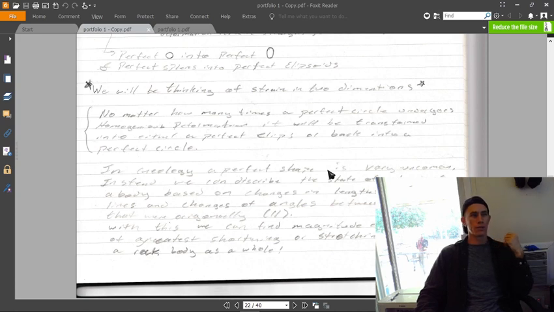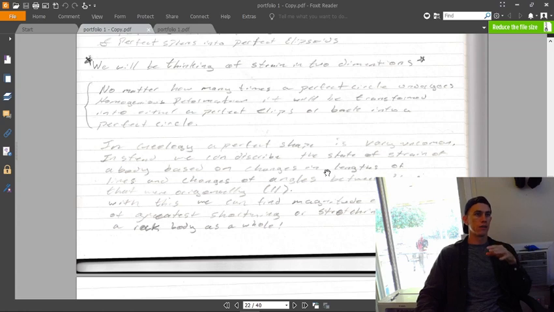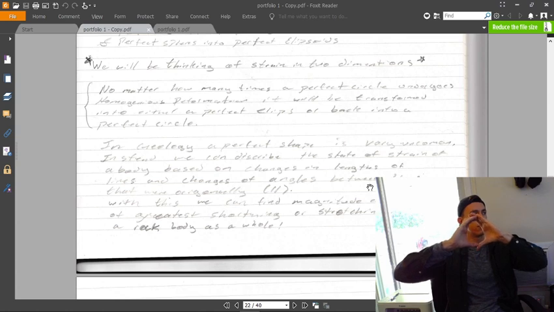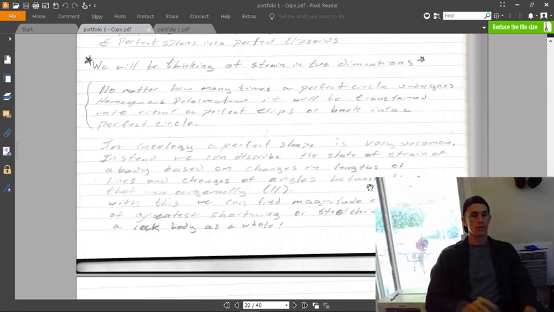So no matter how many times the perfect circle undergoes homogeneous deformation, it will be transformed into either a perfect ellipse or back into a perfect circle. So it's basically saying if a perfect circle gets squished, then it's a perfect ellipse, and if that perfect ellipse gets squished down again, then it's a perfect circle or another perfect ellipse, as long as the deformation is homogeneous, which means the same in all directions or in the same direction. But in geology, perfect shapes usually aren't very common.